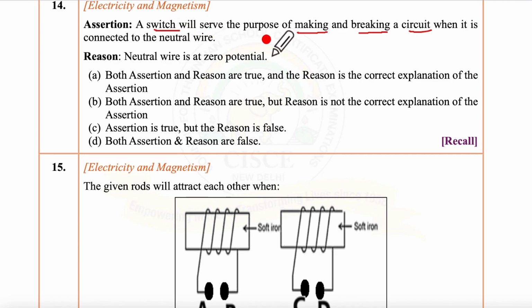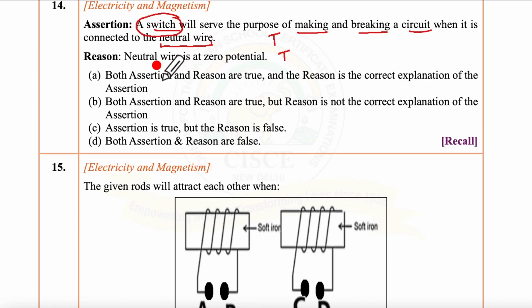Granted that the switch is always connected in live for safety purpose, because the device will still be connected to live if you place it in the neutral wire. So even if the switch is connected in the neutral wire, it will still make or break the circuit. So this is true. Neutral wire is at zero potential. This is also true, but it's got nothing to do with this because this is pertaining to the switch.